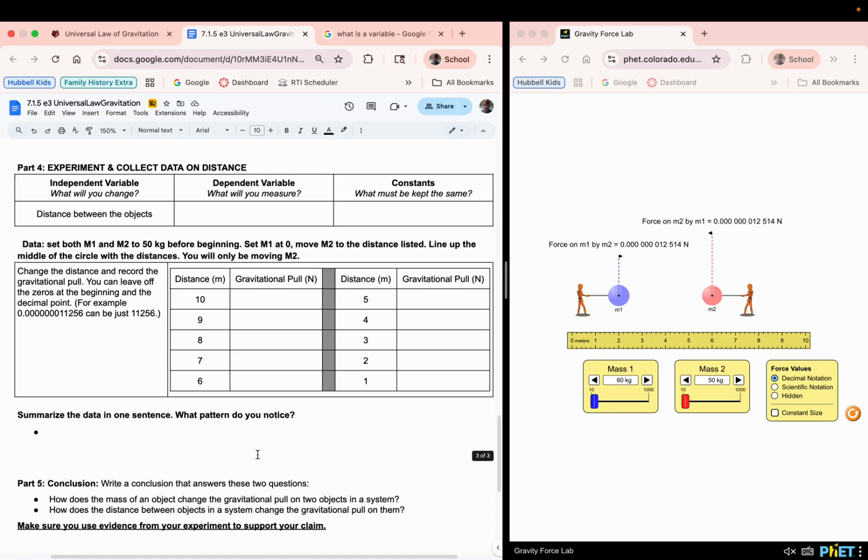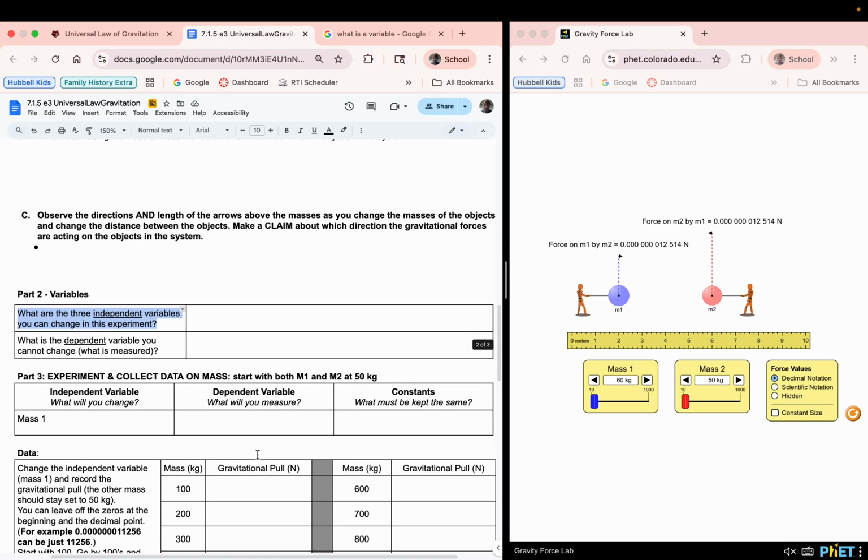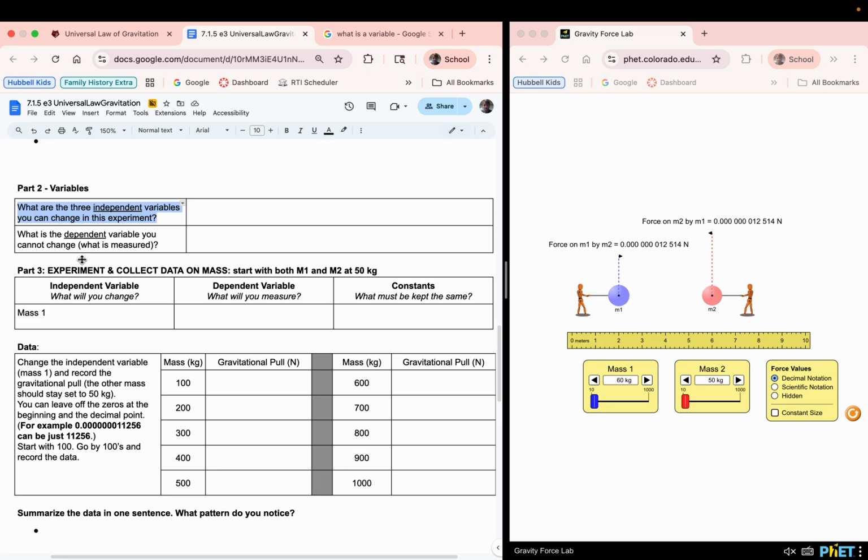So you're now going to do 2 experiments. One where you manipulate the mass, one where you manipulate the distance. So experiment and collect data on mass, okay? So start with both masses at 50 kilograms. That's what they are. Your independent variable, that's the one you manipulate, it's going to be mass. Your dependent variable then, as you change the mass, gravity becomes your dependent variable. Okay?